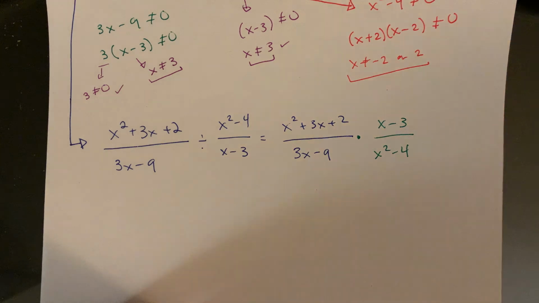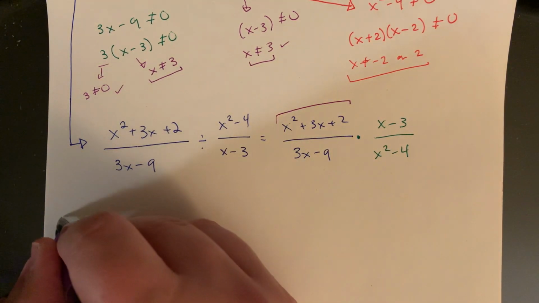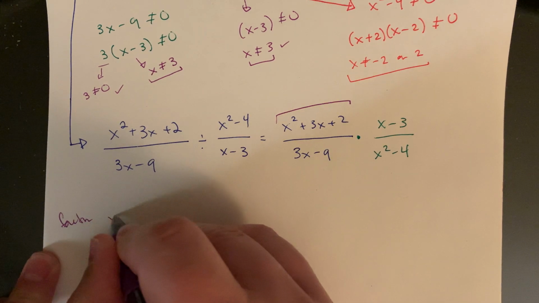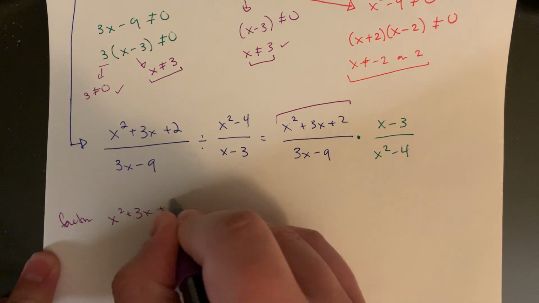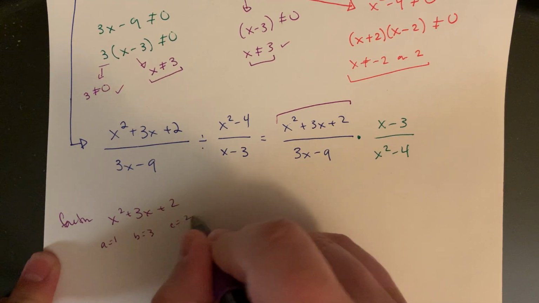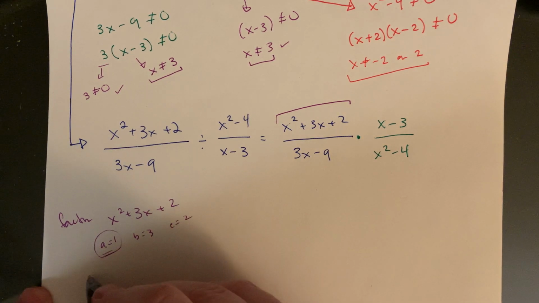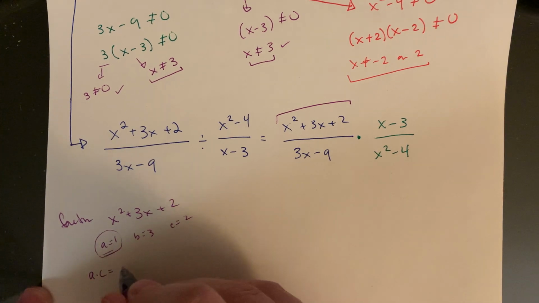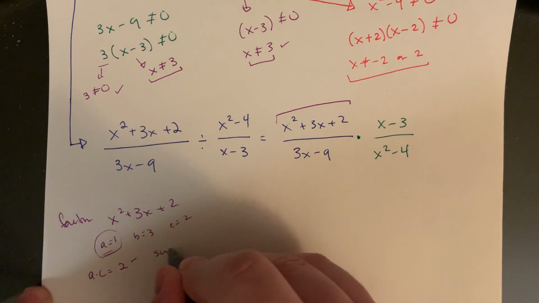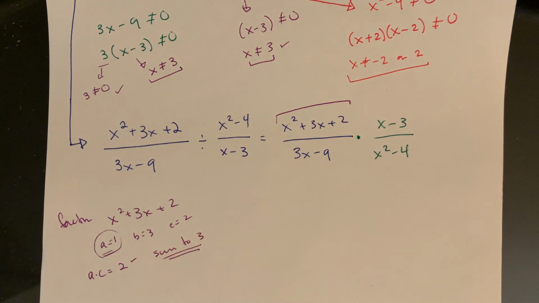The one thing we didn't do is we do need to factor x squared plus 3x plus 2. So let's take a second and do that. This, right? A is 1, B is 3, C is 2. It looks like this, right? A times C, we have this nice A equals 1. A times C, 1 times 2 is 2. We need to add to the B value, which is 3.